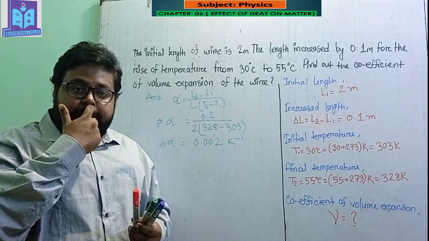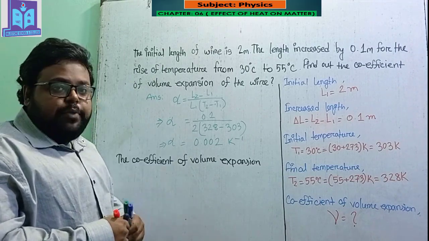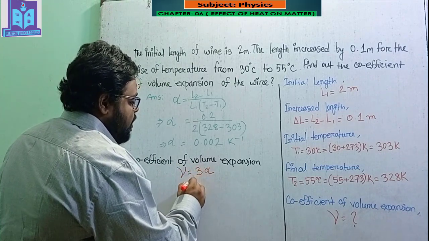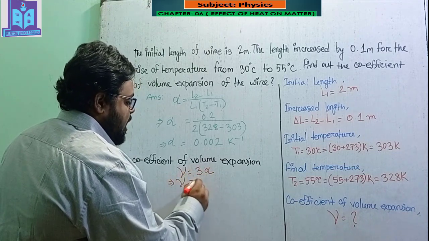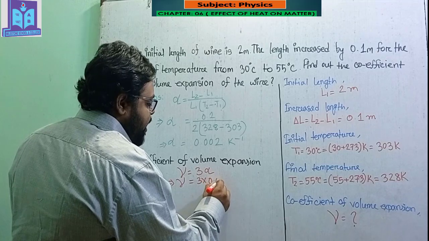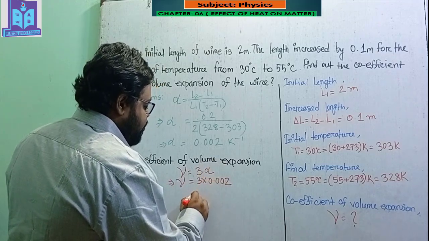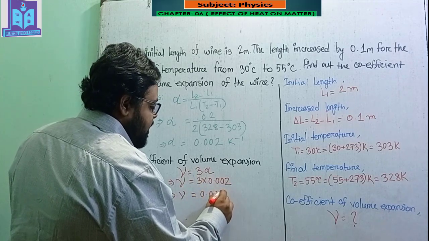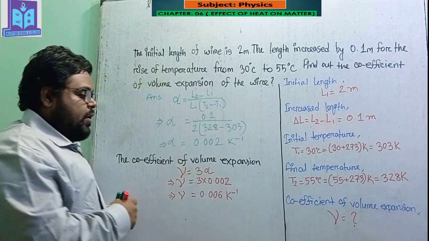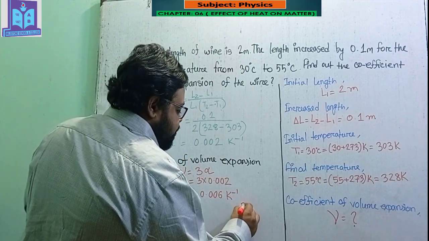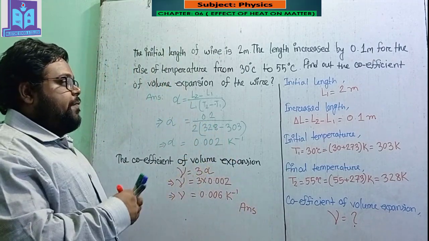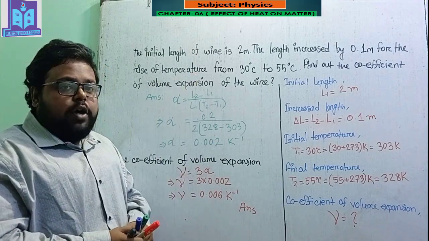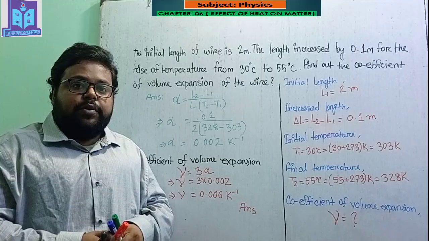And my dear student, I know that the coefficient of volume expansion gamma equals 3 alpha. So gamma equals 3 into 0.002 equals 0.006 per Kelvin. So I hope you understand, my dear student, how we can find out the coefficient of volume expansion for this steel rod by using all of these values.